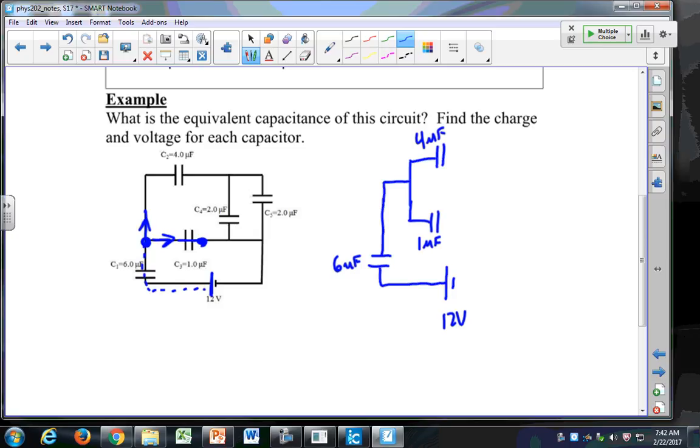Let's go back and look at C2. As I go through C2, I come to another junction. That means that I'm going to have another embedded parallel branch up here that has 2 parts to it. So I can draw a 2 microfarad and a 2 microfarad.